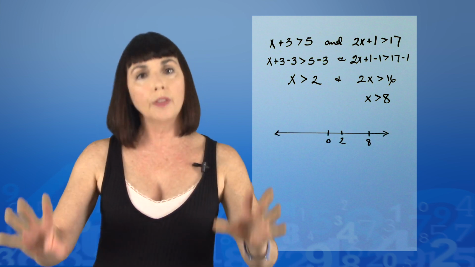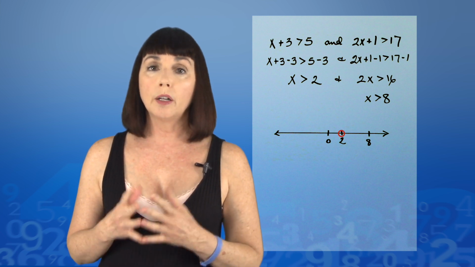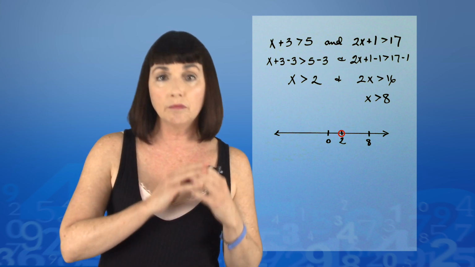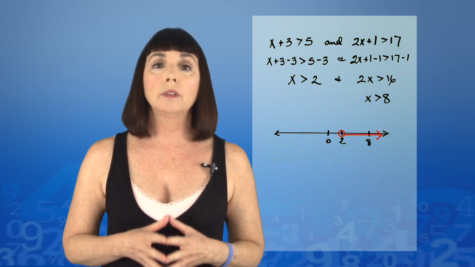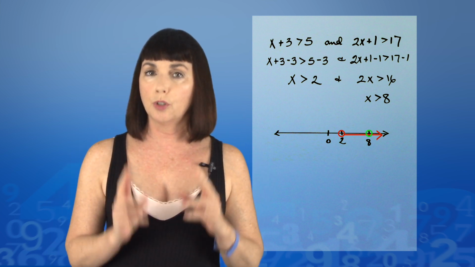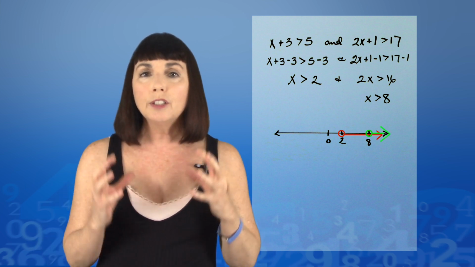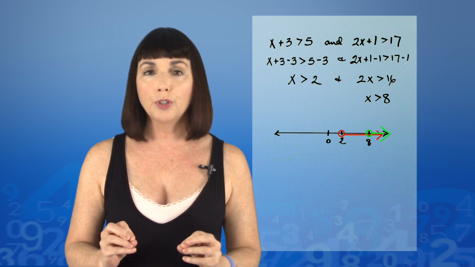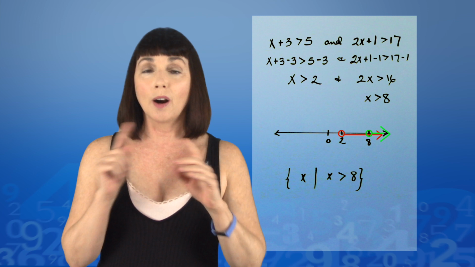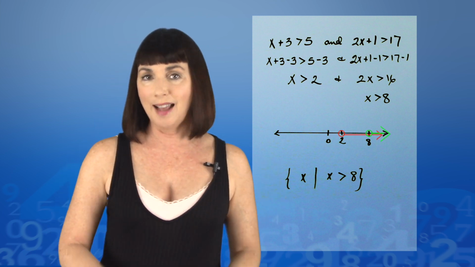So again, let's draw these on a number line. Let's start with x greater than 2. So on our number line, we won't include 2 because it's strictly greater than, so it's just everything greater than 2. Now let's draw x greater than 8 on our number line. Again, we don't include 8 because it's strictly greater than, and it's just simply everything greater than 8. So the intersection of those two solution sets is x greater than 8. So the solution set to our compound inequality is all x, such that x is greater than 8.